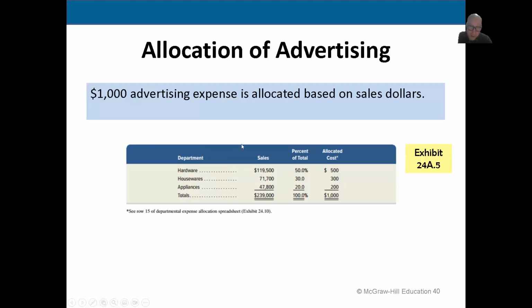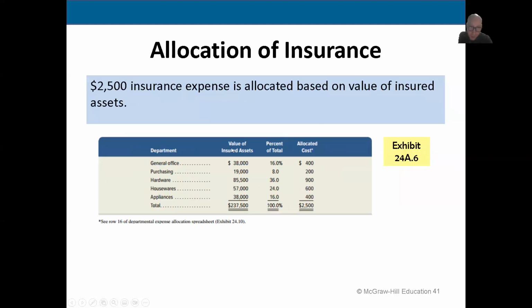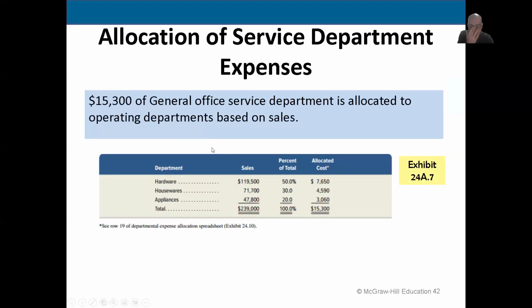For advertising, it's based off the advertising expense and sales dollars from each department. For insurance, it's the value of the amount insured from each department. And then of course, we already know how to allocate service departments. We talked about that in our earlier example.